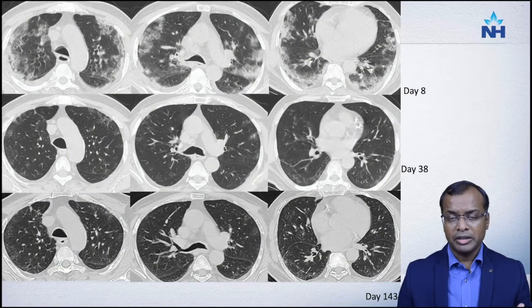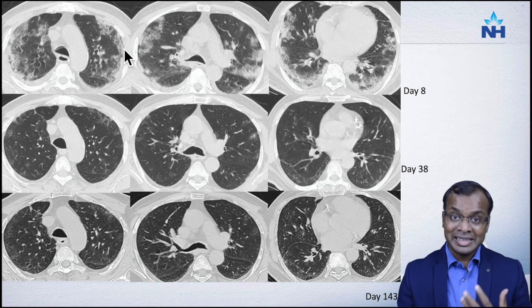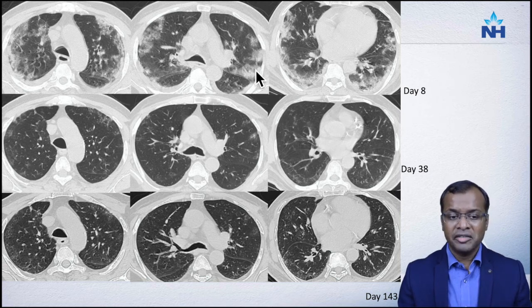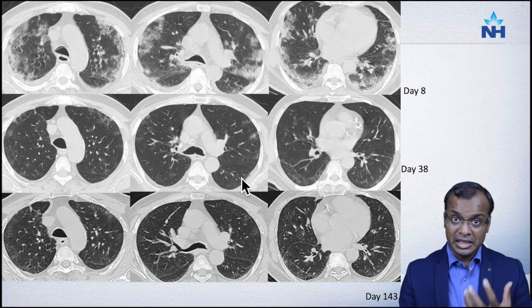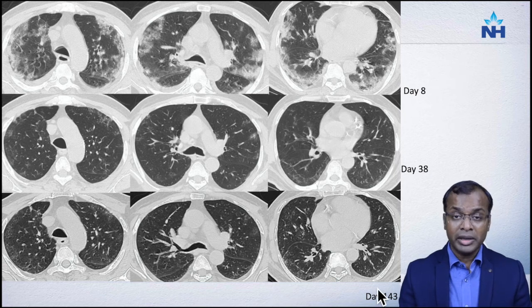This is an example from our institute. You can see somebody who had, on day 8, extensive areas of ground glass opacities, significant COVID. By day 38, you're seeing a lot of resolution of these changes with some parenchymal band formation. And by day 143, we are nearly reaching about the 5th month.